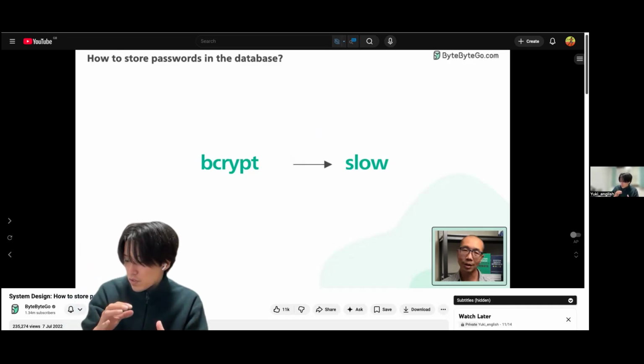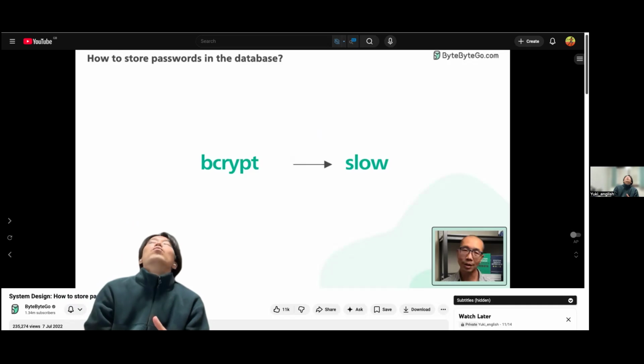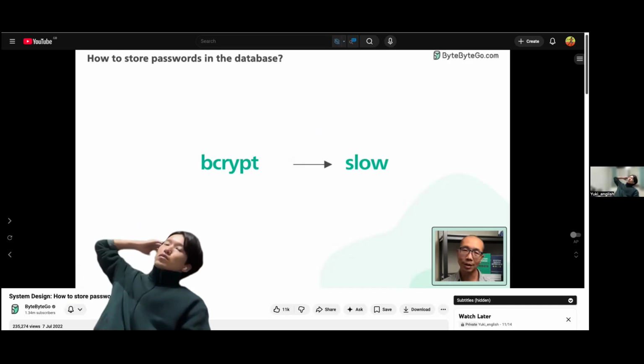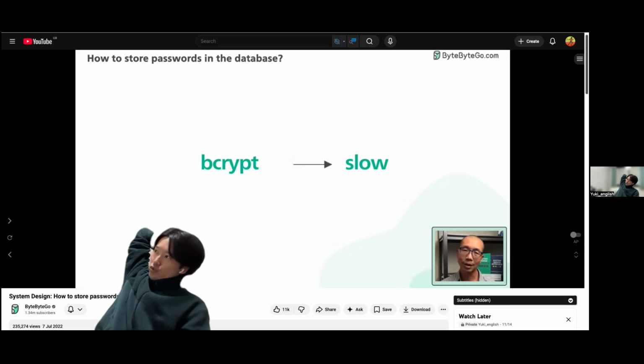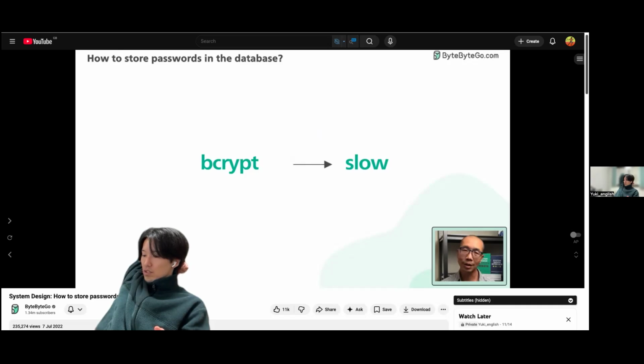One process is slow. This function, the process of it, slow function means that process is very slow, so that makes brute force attacks unattractive.